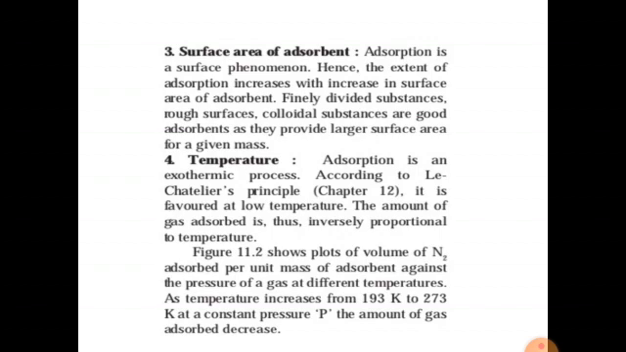Plot of volume of nitrogen adsorbed per unit mass of adsorbent against the pressure of gas at different temperatures. As temperature increases from 193 Kelvin to 273 Kelvin at constant pressure, the amount of gas adsorbed decreases.